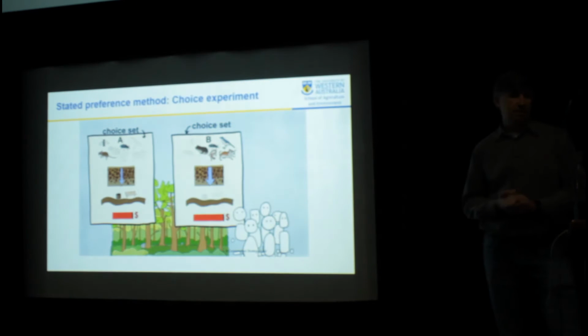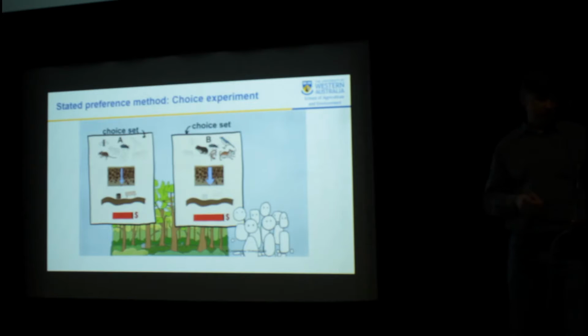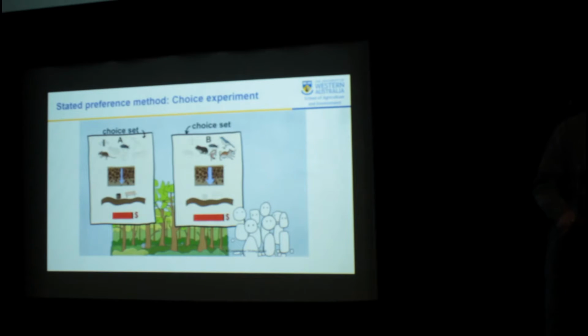Choice experiment is where there are bundles of goods. For example, there are animals, there is soil quality, there are some amenities like branches, and there is a cost to you. There are two different choices with different levels of these goods and benefits and different costs, and you are asked to choose which one you prefer. We ask it several times, of many people, and we can extract the value of each of those attributes which don't have market values.